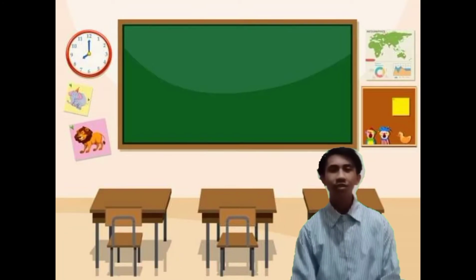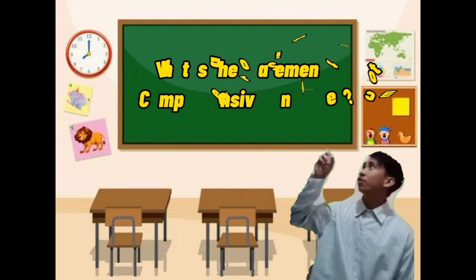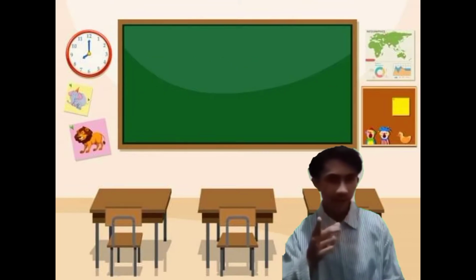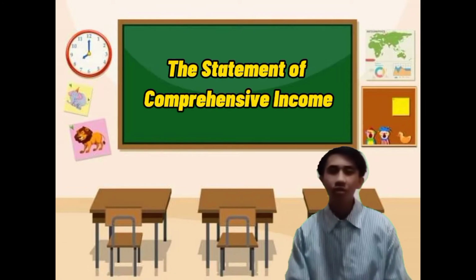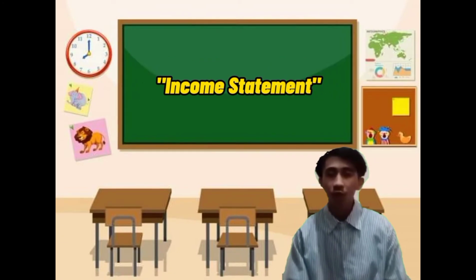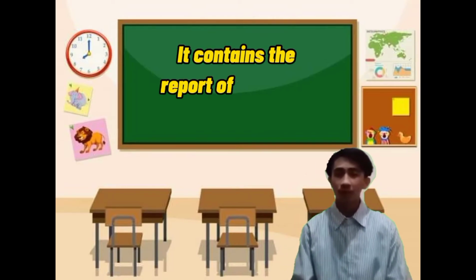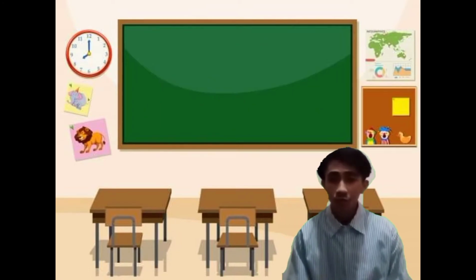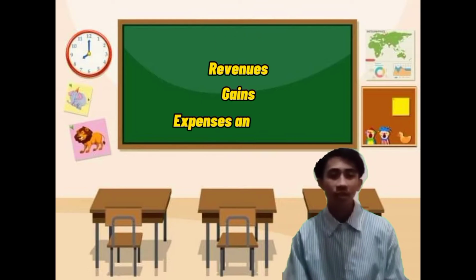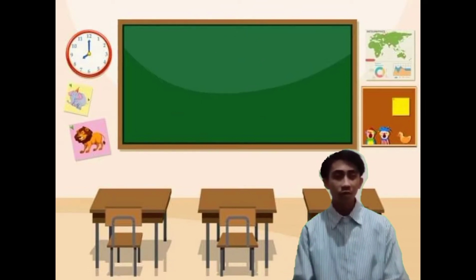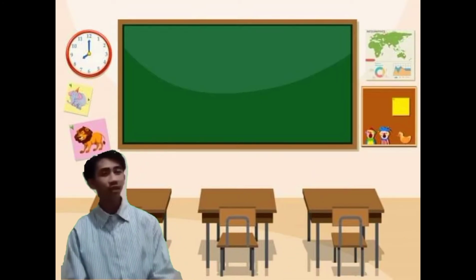To begin our discussion for today, we are going to answer first the question: what is a statement of comprehensive income? The statement of comprehensive income is also known as income statement. It contains the report of company financial performance through presenting the entity's revenues, gains, expenses, and losses for the period ended. Now that we are done with the meaning of SCI, let us know from Teacher Rhea what are its elements.